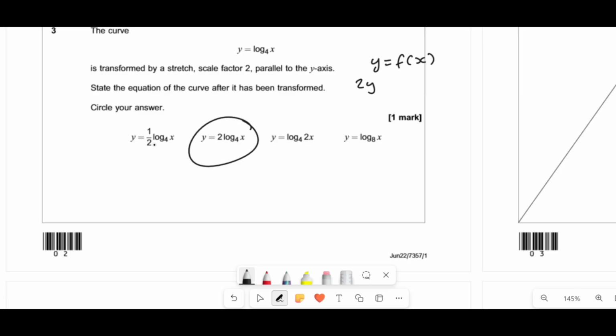Now, the reason it's not the other ones is because that would be halving every single y, so that'd actually be a stretch scale factor half. Here, if we did log to the base 4 of 2x, what you're doing is, can you see how that's attached to the x's, not the y's? That's going to mess up the x's. So when you do stretches with x's like this, it would actually be stretch scale factor half in the x-axis. So you'd actually halve every single x coordinate. And then here as well, that's changing the base and that's changing the graph entirely.